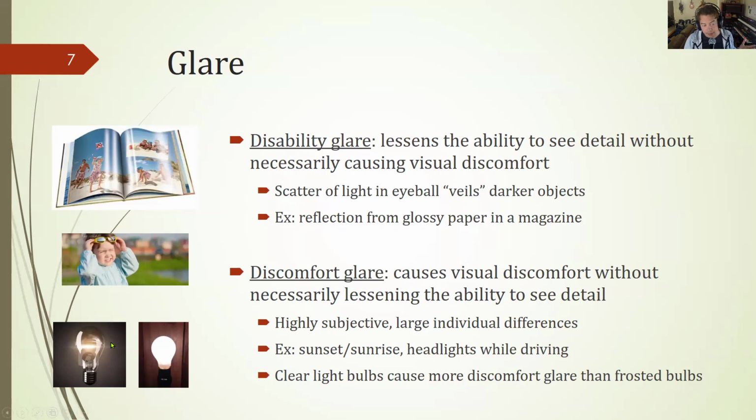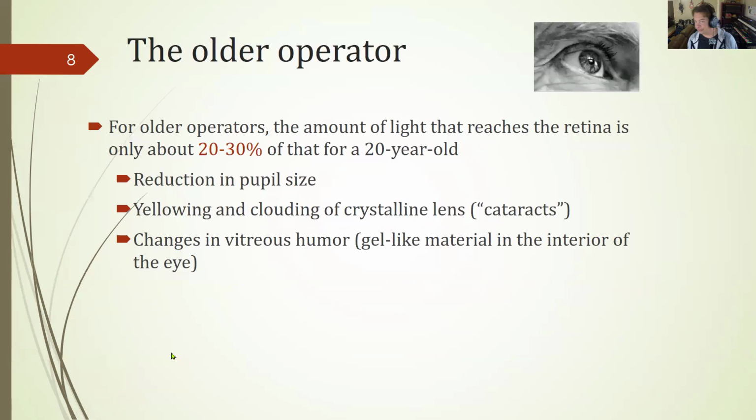And that's why if you're staring directly into an unshielded, clear bulb, you're going to get more discomfort glare than if it's a frosted bulb. It does a better job of taking the light energy at the filament and diffusing it in a way that makes it softer, basically, for whatever perspective, whatever angle you're viewing it.